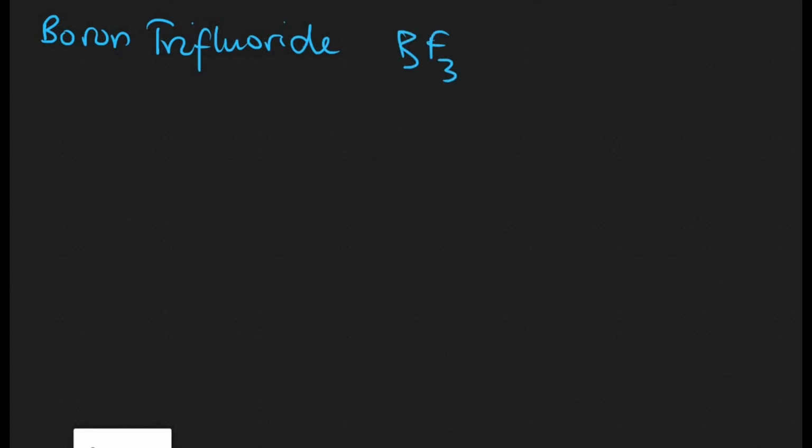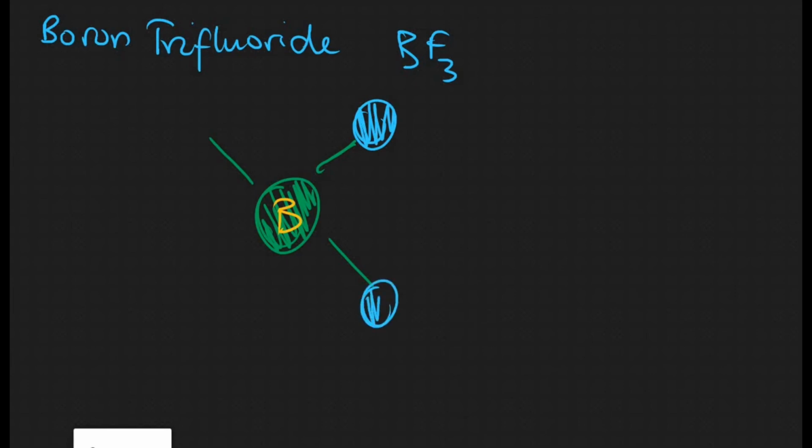So if we look at some examples, for example, boron trifluoride, which is BF3, we'll use boron as our central atom, and I'll just use circles to represent this because you don't really need anything else. You need to add 3 fluorines around it and have them spread as far away from each other as possible.